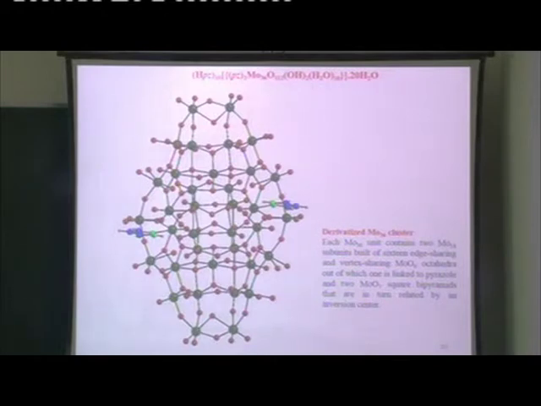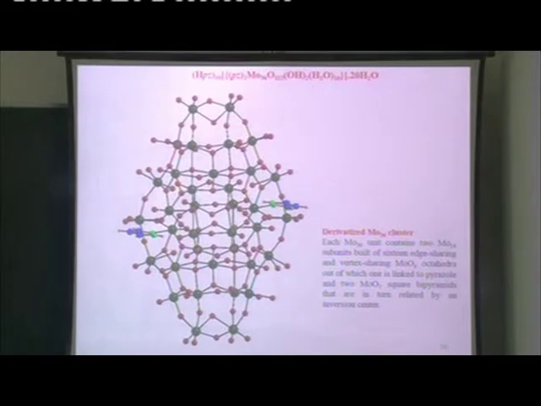This cluster itself is derivatized with the ligand, the pyrazole. And you have other pyrazole molecules which are protonated and come as a counter cation, and this particular molecule forms the solid. You understand? It shows the complexity of the system.